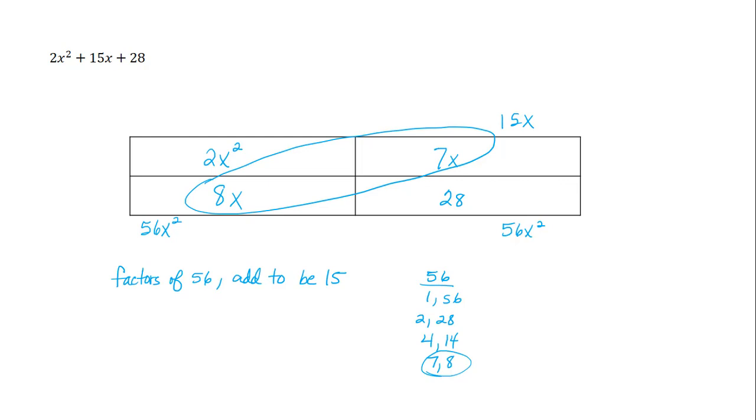And then all I'm going to do is find the common factors of the rows and columns. So finding the common factor of 2x squared and 7x, the only thing that's common between 2x squared and 7x is x. What's common between an 8x and 28? 4 goes into each of those. So plus 4. What's common between 2x squared and 8x? That would be 2x. And what's common between 7x and 28? That would be a plus 7. So the factored form is 2x plus 7 times x plus 4.